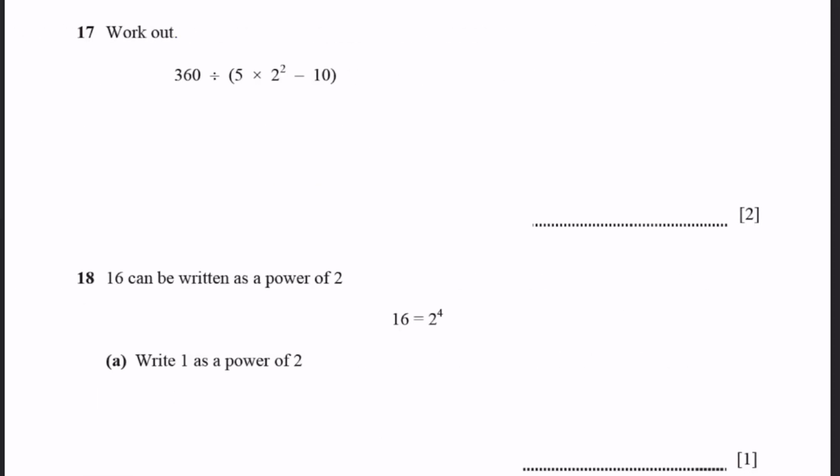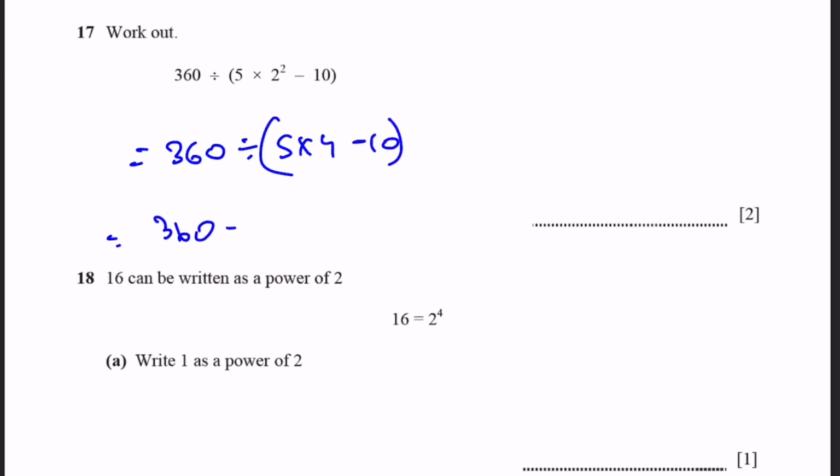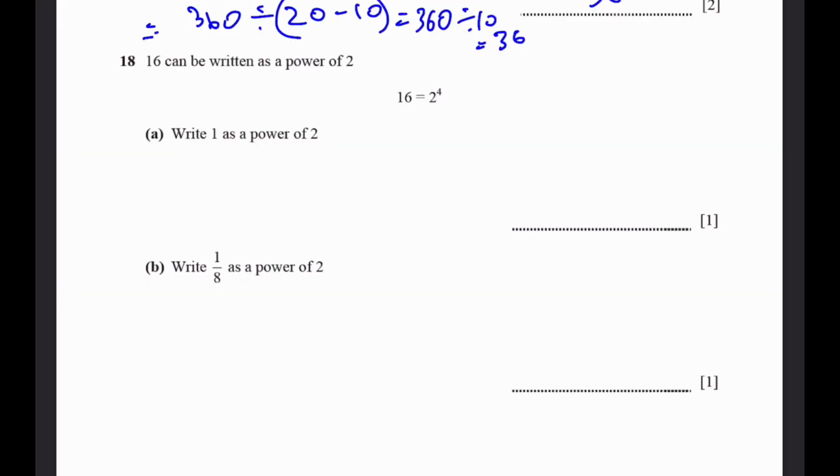Question 17. Work out 360 by 5 into 2 squared minus 10. That's equal to 360 divided by 5 into 4 minus 10. 360 divided by 20 minus 10. And that'll be 360 divided by 10, which is 36. That's the answer.